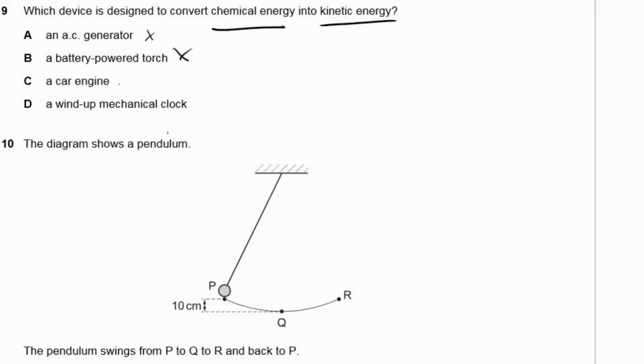A car engine, well, we start off with petrol, that's chemical, and it makes it turn as it explodes, so yeah, that's kinetic, that's a good possibility. Wind up mechanical clock? No, we start off with that potential energy from the spring, which becomes kinetic. So no, the answer is C, a car engine.